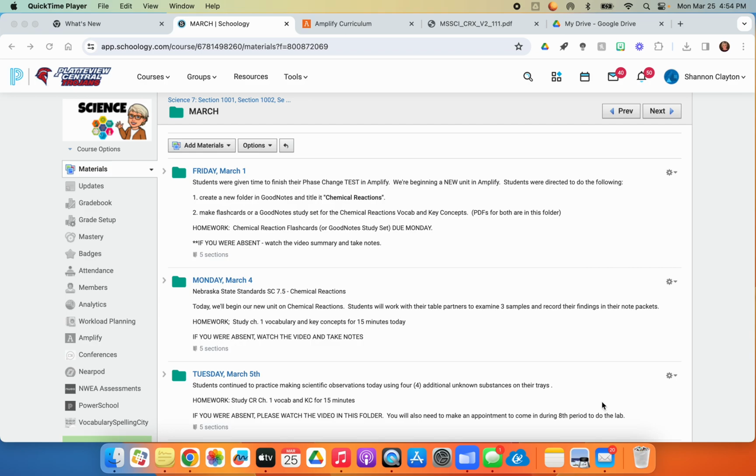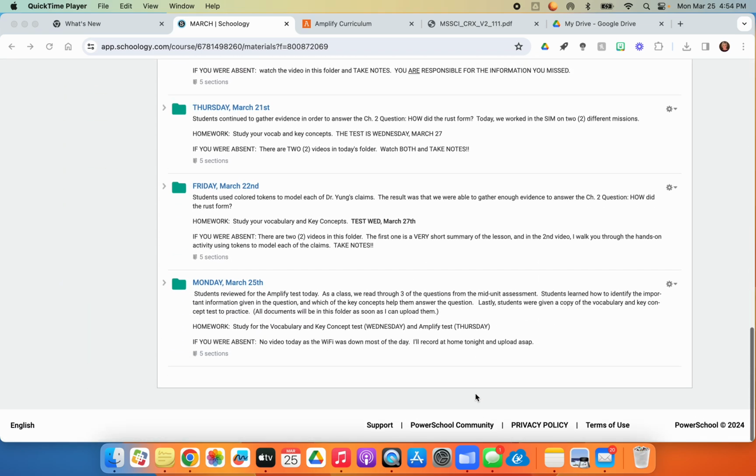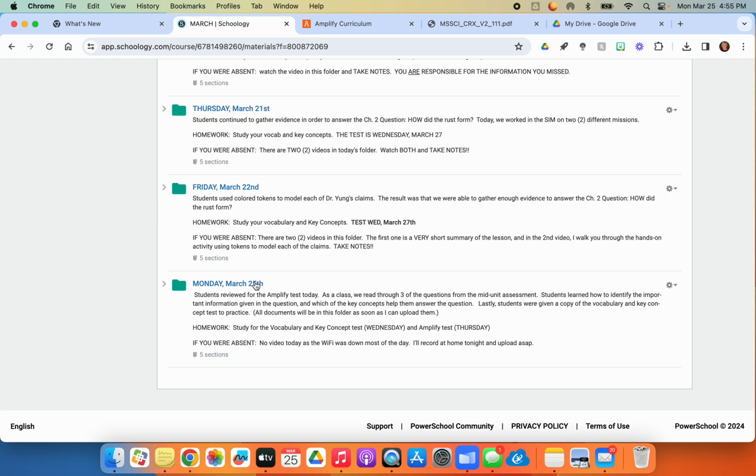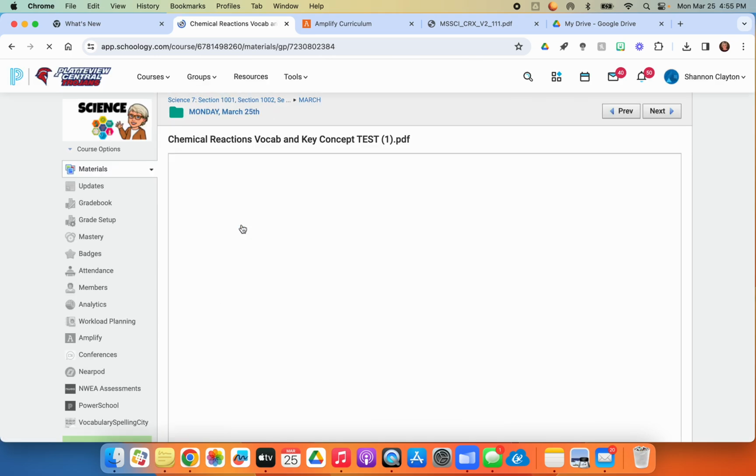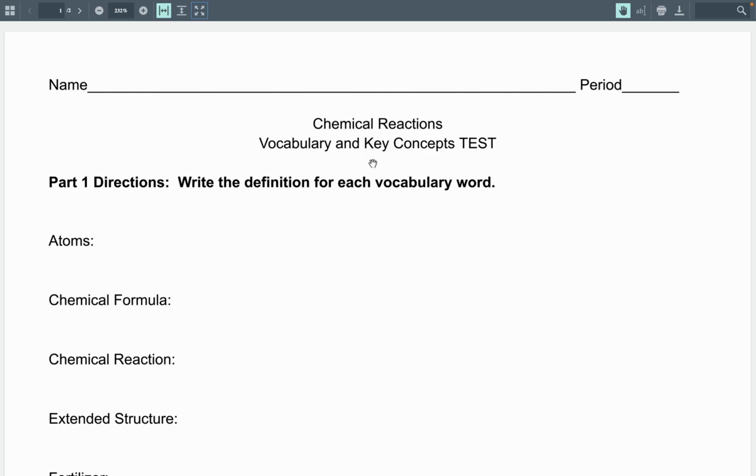So if you go into today's folder, you will notice the two PDFs that are sitting there. The first one is your chemical reactions vocab and key concepts. So let's take a look at that. You see that part one is just where you're going to write the definition for each vocabulary word. I want you to use this test to practice. You can download it in your GoodNotes, and then you can practice writing it.